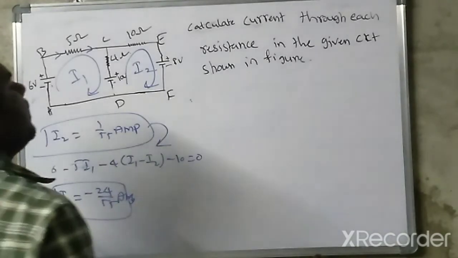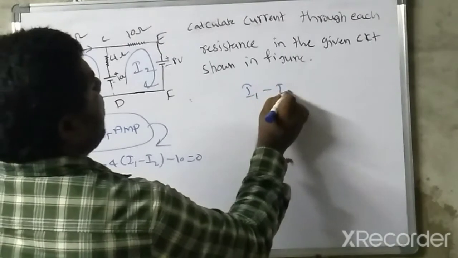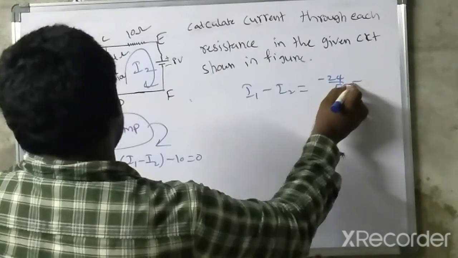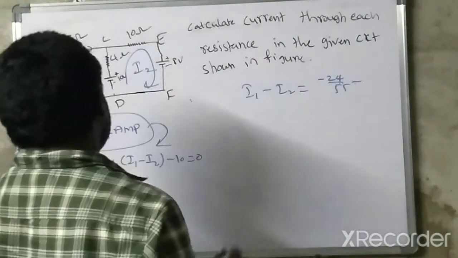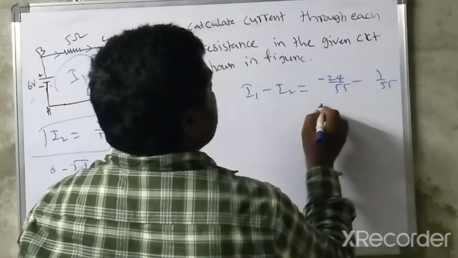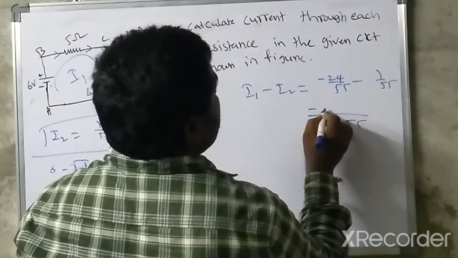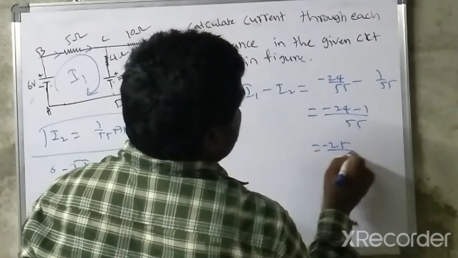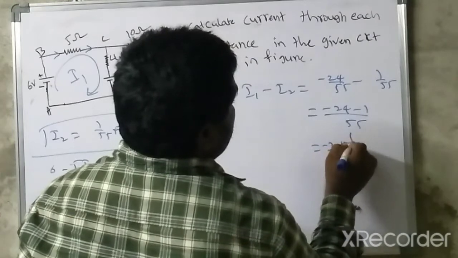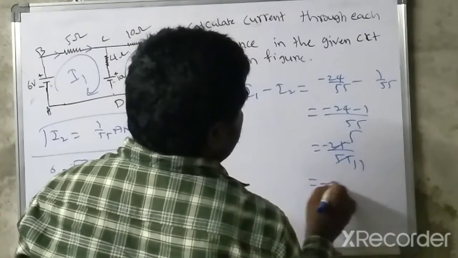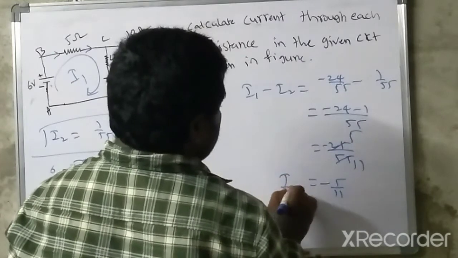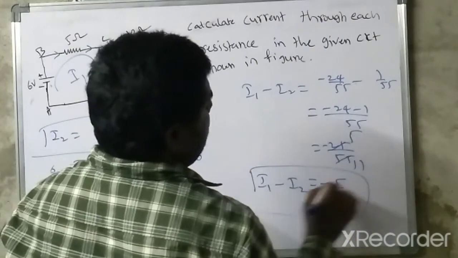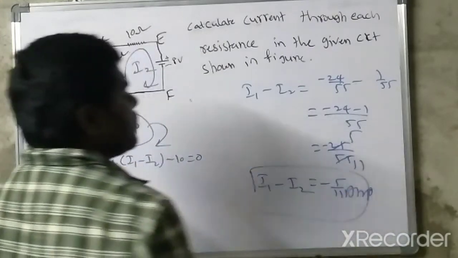Similarly, I1 minus I2 is equal to the I1 value minus 24 by 55 minus I2, nothing but 1 by 55. Take out the LCM 55: minus 24 minus 1 divided by 55, so minus 25 by 55, that is minus 5 by 11 ampere. This value is nothing but I1 minus I2.